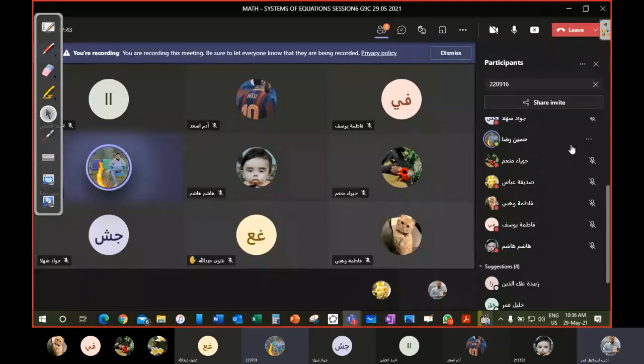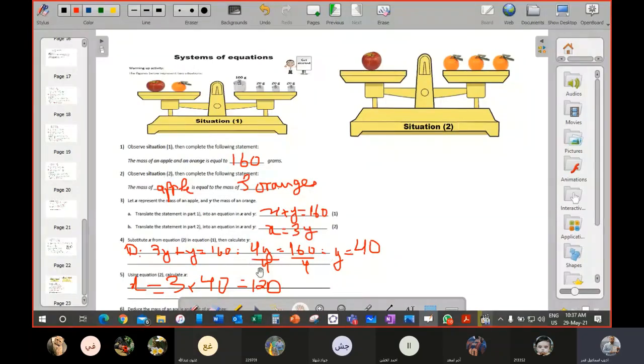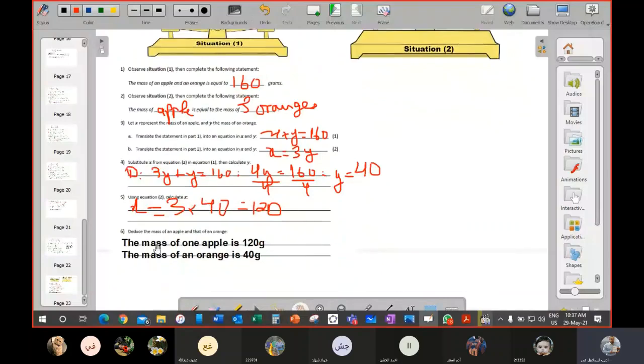نجيب الفاليو للإكس والواي. يعني we solve the system in two equations. Okay, good. فإذن رابع step هي بنحل السيستم to find the value of x and y like we did here, where we found that x is equal 120 grams and y is equal to 40. Then finally comes the interpretation.